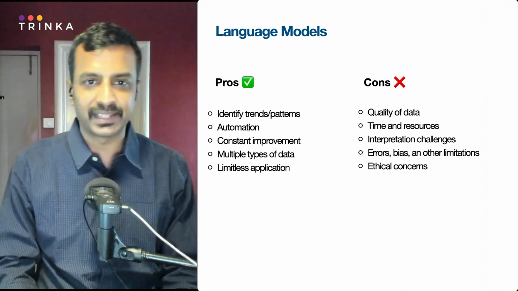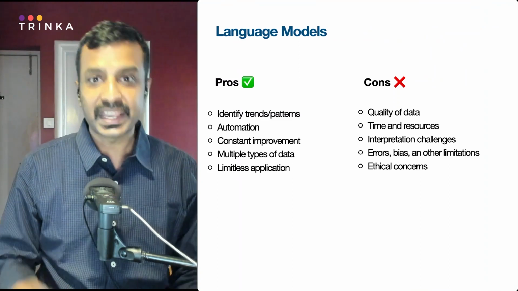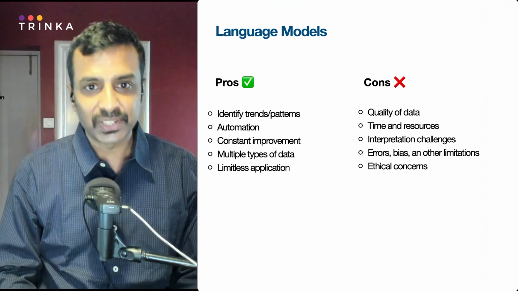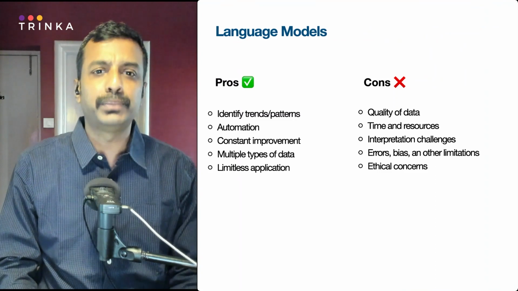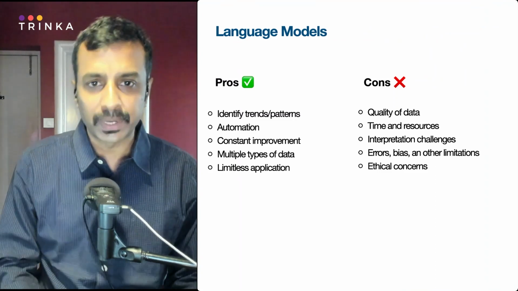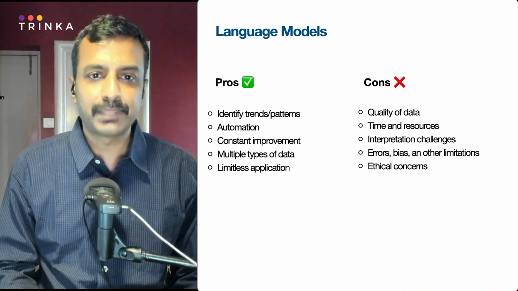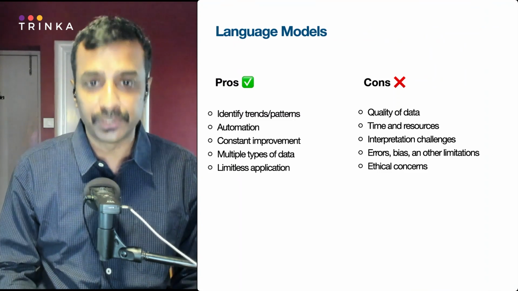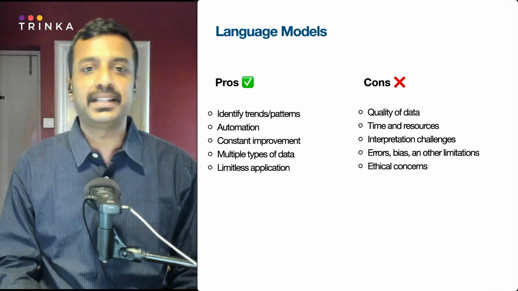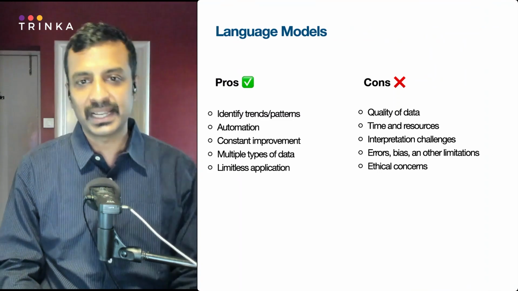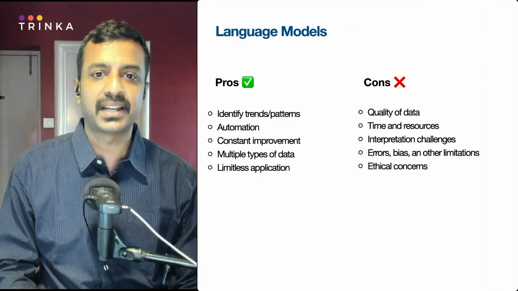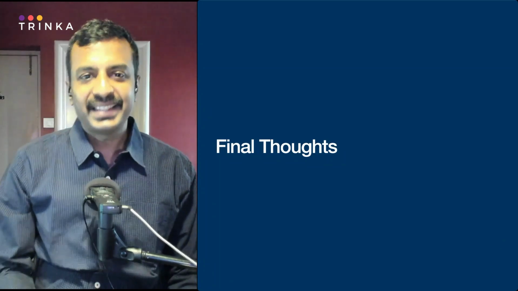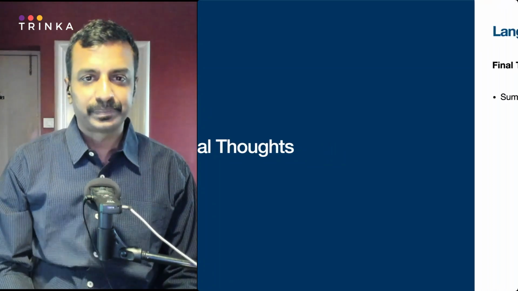Now, let's look at the bad stuff. The quality of language models is heavily dependent on the data that they are trained on, and it takes time and a lot of computational resources to build one. The interpretation of results may be problematic and will need a human touch. Finally, they have several limitations such as errors, bias, among others, and the ethical concerns surrounding their use need to be addressed. Now, let's end this episode with some final thoughts.